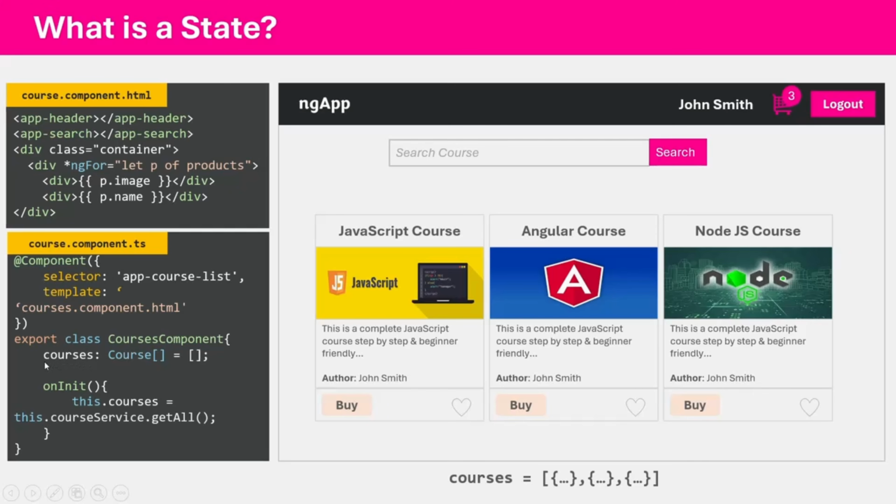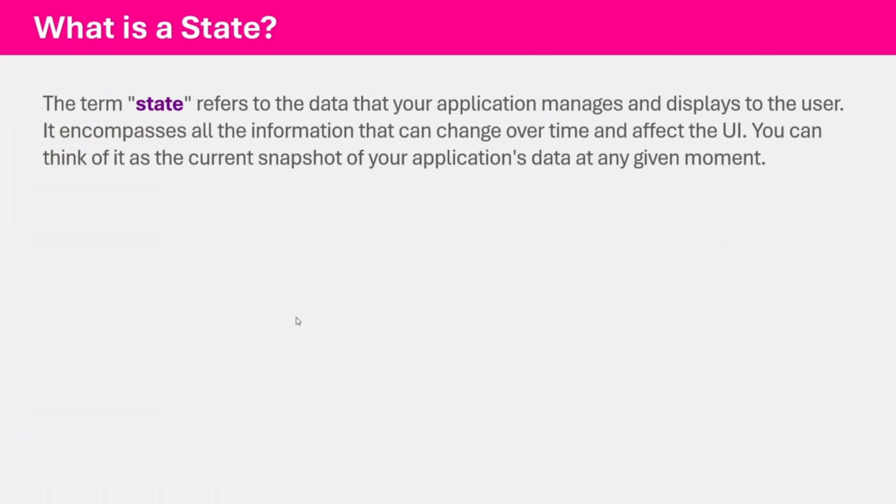But the value of this state we are not reading from memory. Instead, we are reading it from the backend API, from a database. So with these three examples, now I hope you understand what we mean by a state. So now if we go back to the definition which we saw previously, a state refers to the data that your application manages and displays to the user.